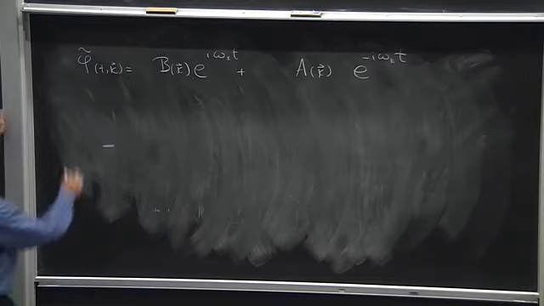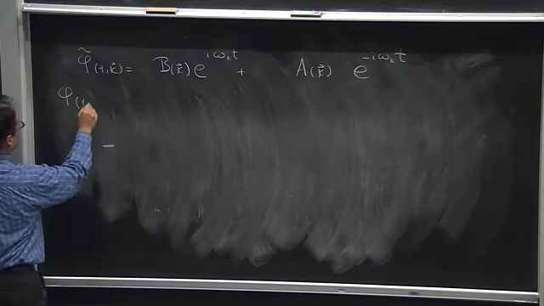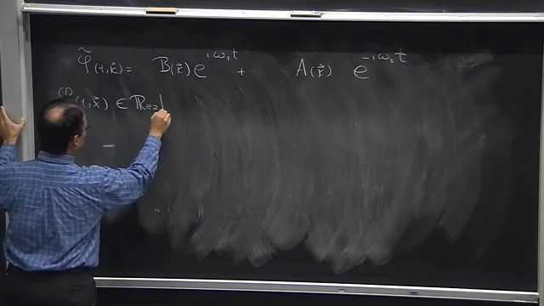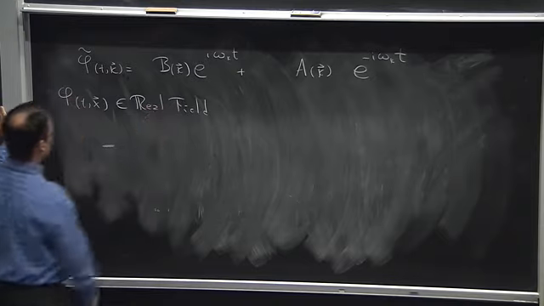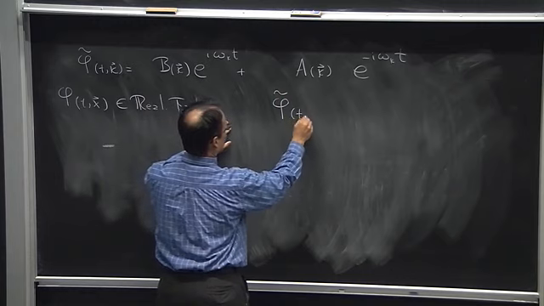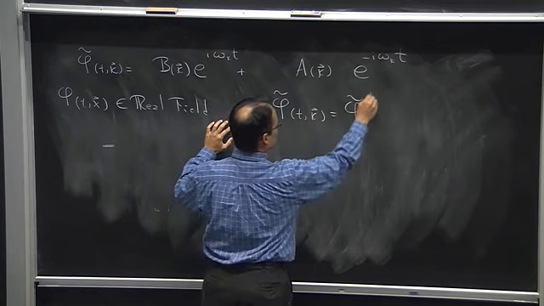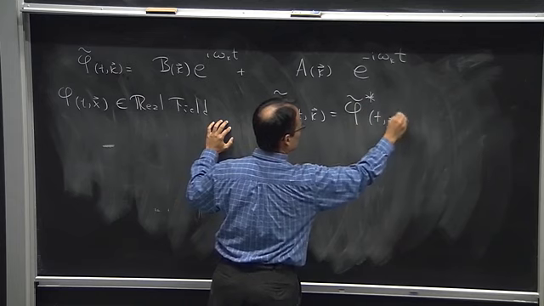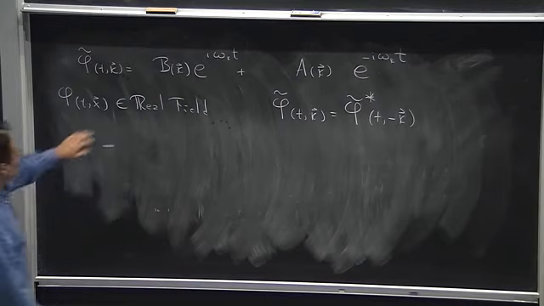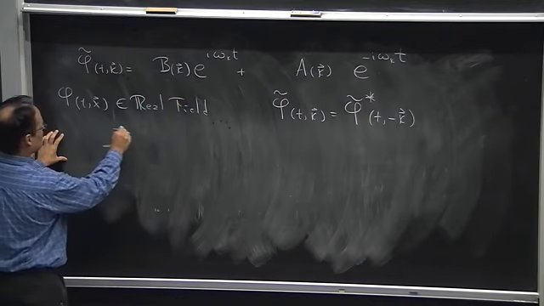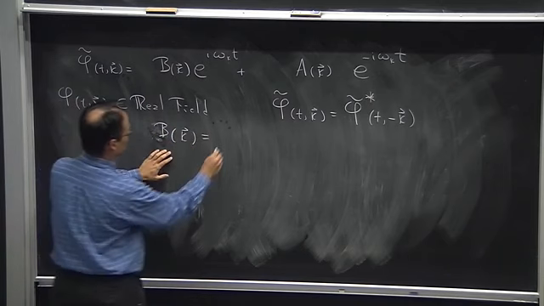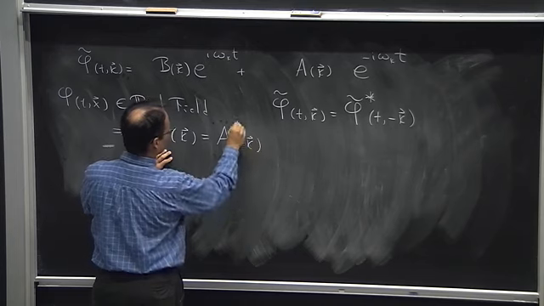Okay. Now the field phi was a real field. Okay? That means, as we discussed yesterday, that this must be true, in order to ensure that the field is real. And therefore, we conclude that B of k must be equal to A of minus k conjugate.